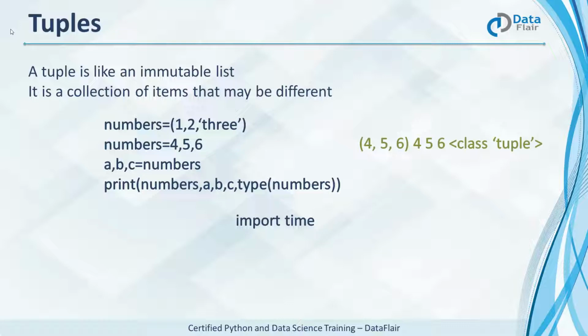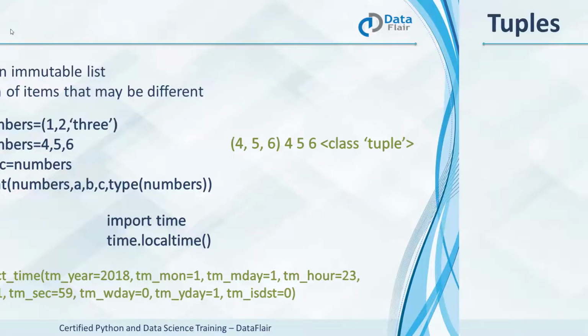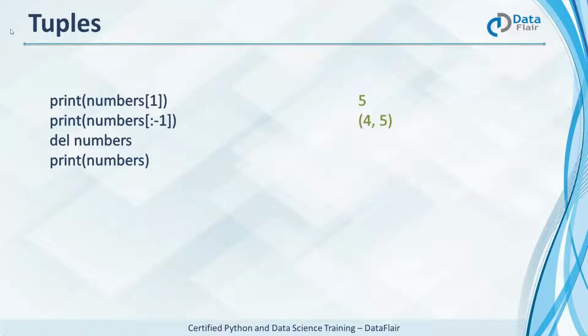If we import the time module and print the local time, it gives us a tuple of date-related values. What's the second element in numbers? 5. Let's slice it to find the items from the beginning to the first item from the end. 4 and 5. We can also delete tuples. Now when we print this, a name error is raised. Numbers no longer exist.